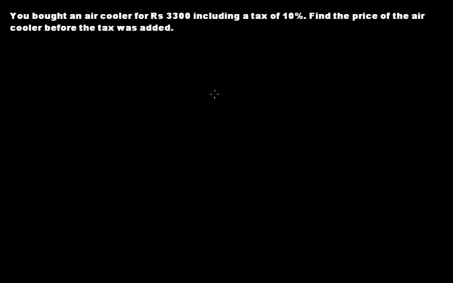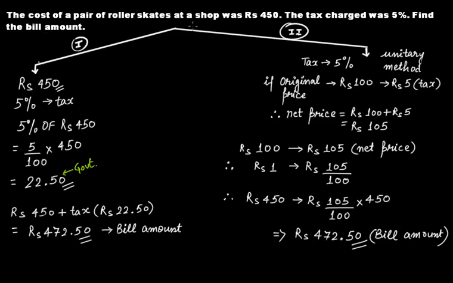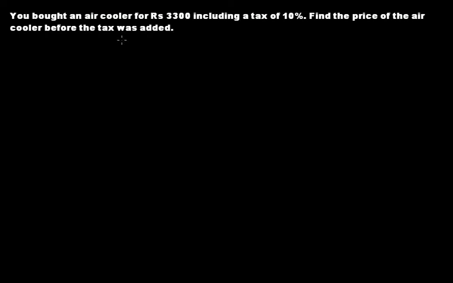This is the second problem. You bought an air cooler for rupees 3,300, including a tax of 10%. In this price, tax has already been included. Find the price of the air cooler before the tax was added. It means that in this case, it's actually asking for the original price. Like in the previous problem, the original price did not include the tax. So here again, we can solve it by two different methods.